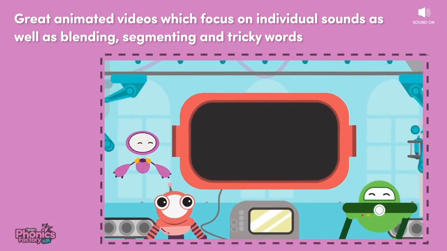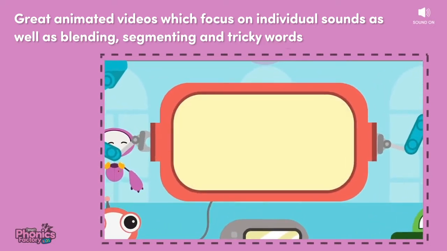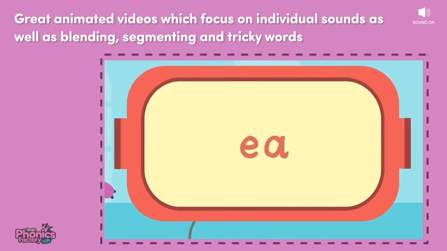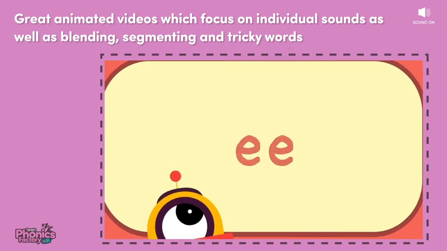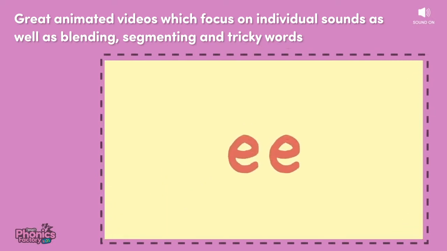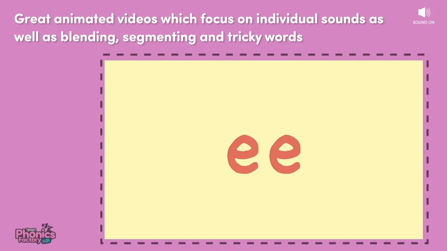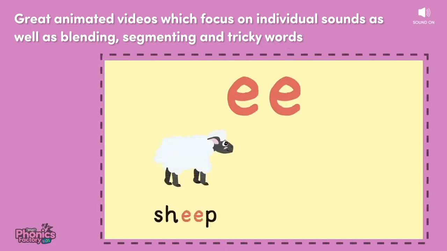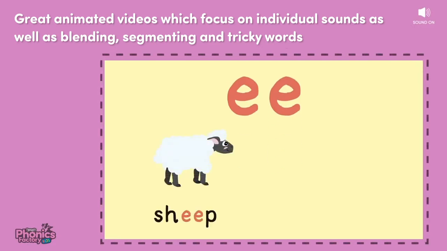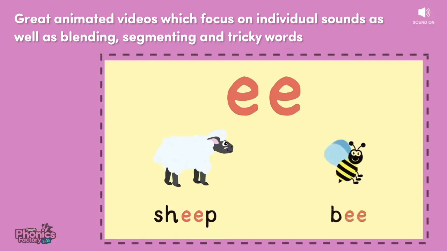Today, we're going to learn a new grapheme for the E sound. We've already learnt this grapheme. This way of writing the E sound is usually in the middle of words, like sheep, and sometimes at the end of words, like in be.